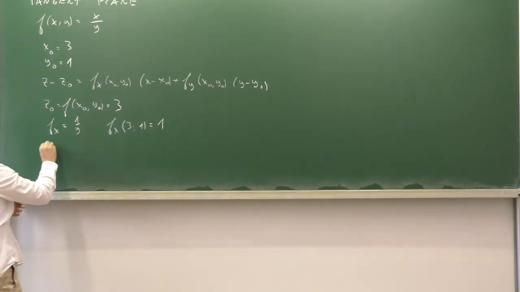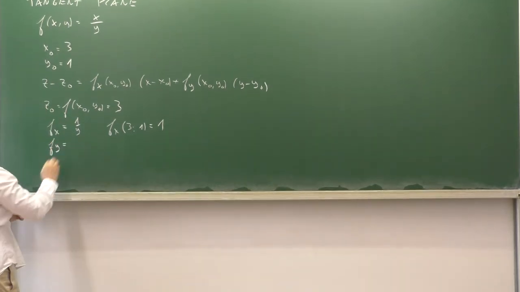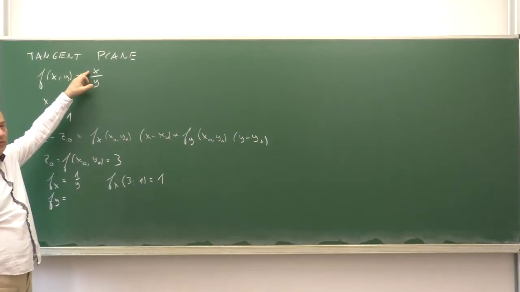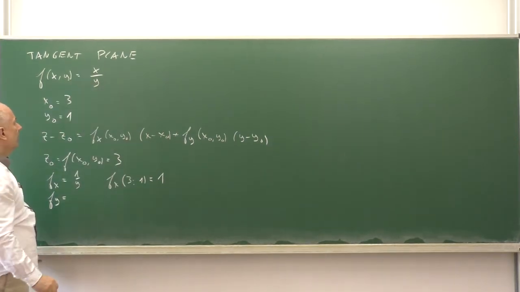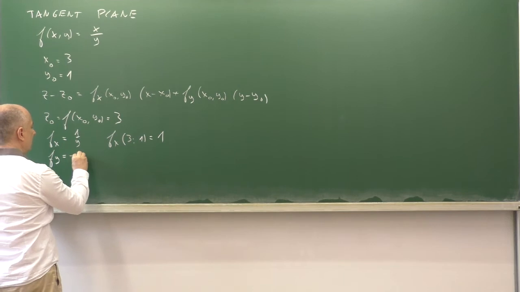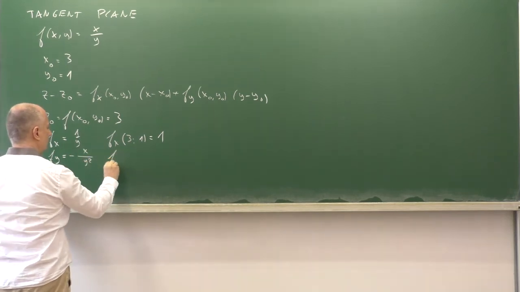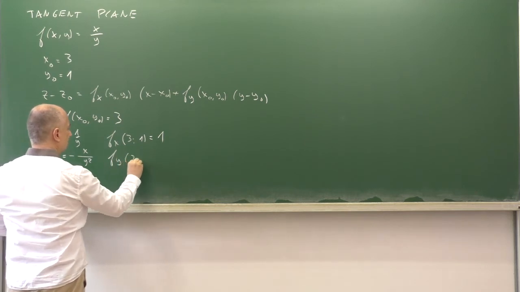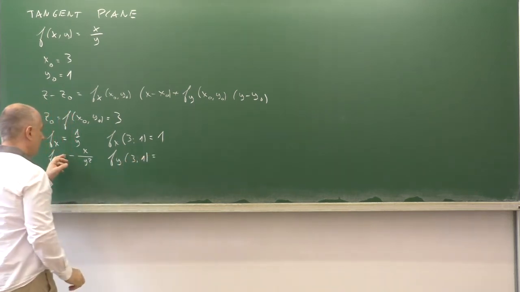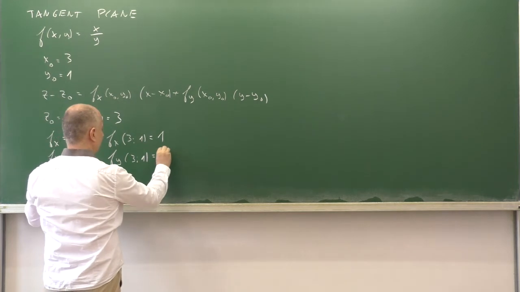And similarly, the partial derivative of f with respect to y, when x is constant, then we have minus x divided by y squared. So the derivative at the point 3, 1 is minus 3.